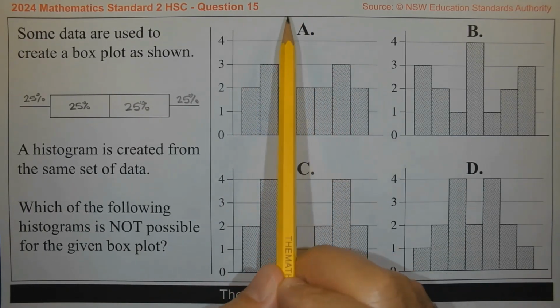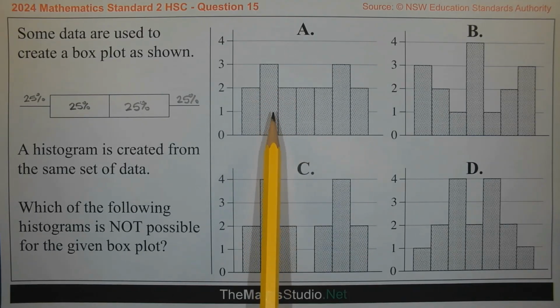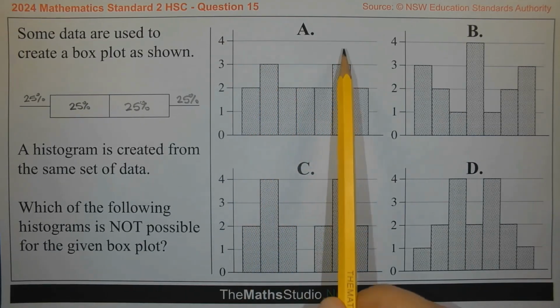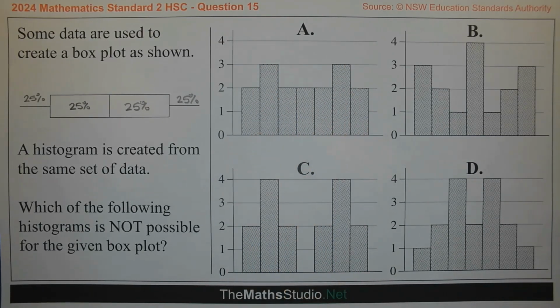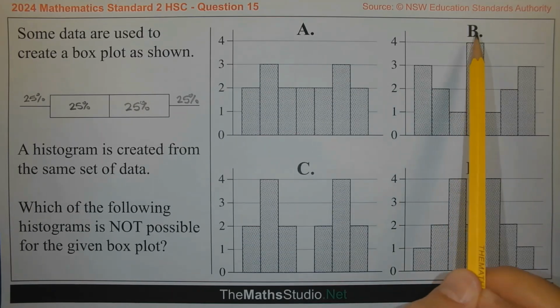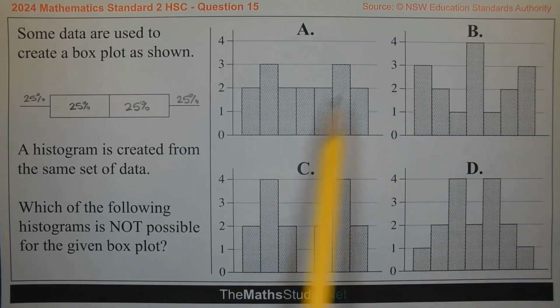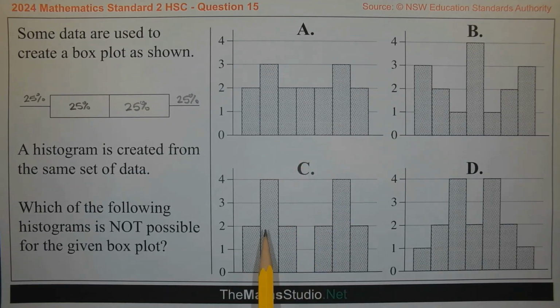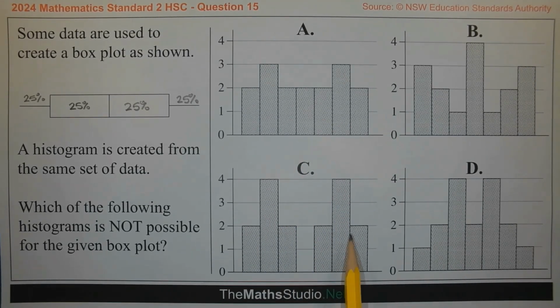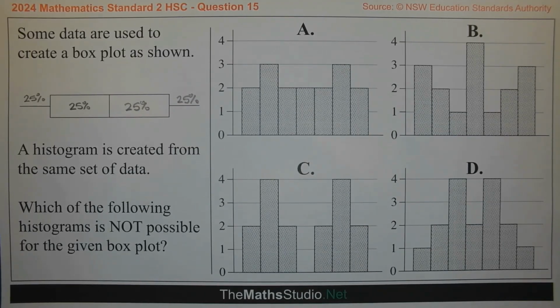So if we take option A, we can see a concentration of data here and here, given the taller columns here and here. Same thing with option B. We see a concentration of data here and here, which corresponds to the tails. Same thing with option C. We can see a concentration of data here and here, which again corresponds to the tails.